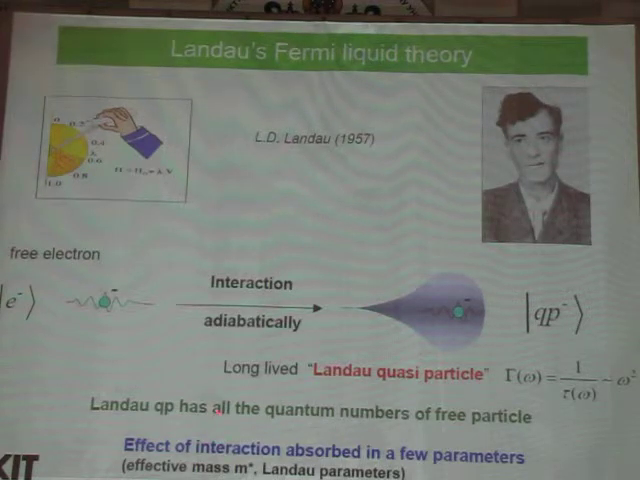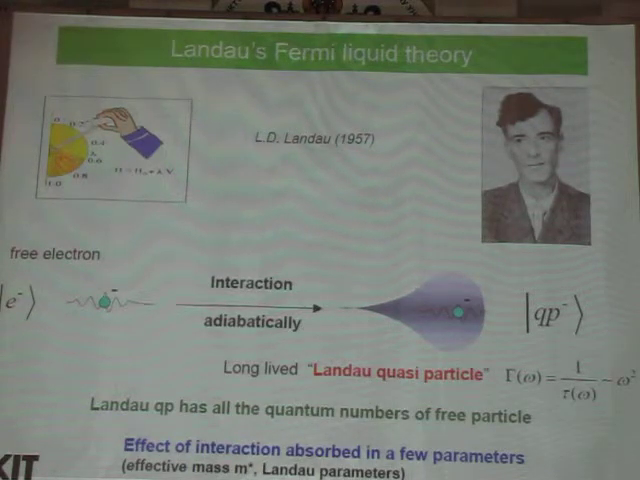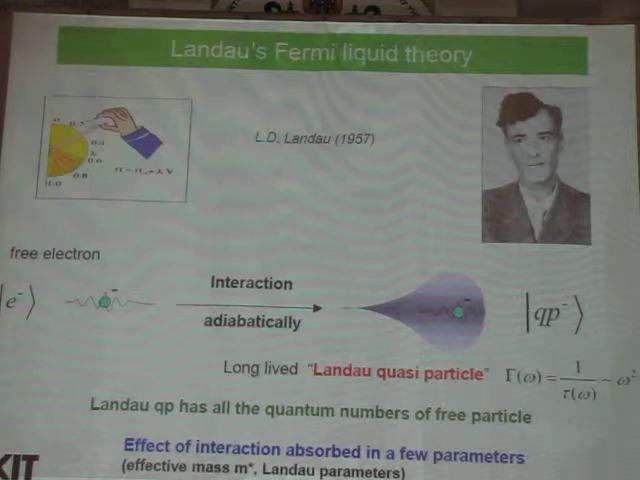And this Landau quasi-particle has all the quantum numbers of the free particle. The effect of interaction is absorbed in a few parameters: the effective mass m star, which will play a big role later on, and the Landau parameters that describe the remaining interaction of the quasi-particle. So most of the interaction between the electrons is absorbed into the effective mass and the effective interaction parameters, the Landau parameters, but a little bit is left.